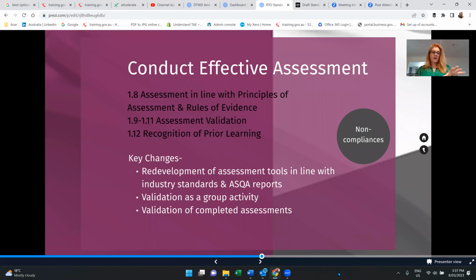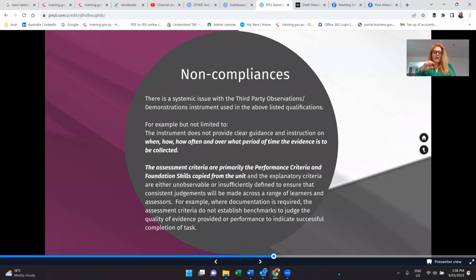All right, so this is the most important part. This is the main thing that ASQA will audit you on. It is standard 1.8: assessment in line with the principles of assessment and the rules of evidence. I know there's been some debate online, but the principles of assessment and the rules of evidence are not really changing. They're pretty much staying as they are. If you are a trainer and assessor and you cannot tell me what the principles of assessment and rules of evidence are, if you are the CEO of an organization and you cannot tell me what they are in an audit, I'm going to be like, that's not very impressive.